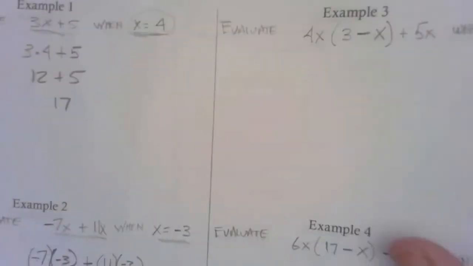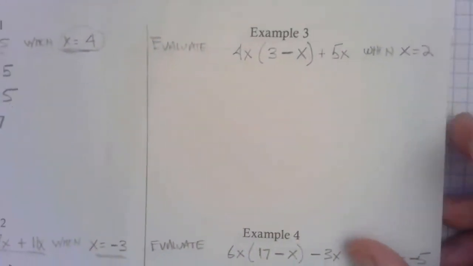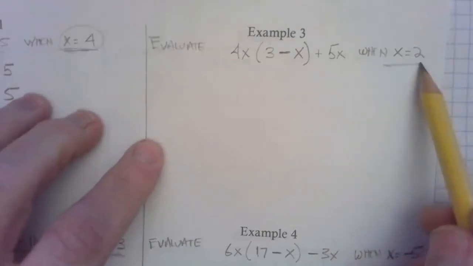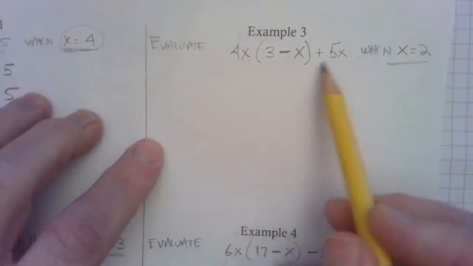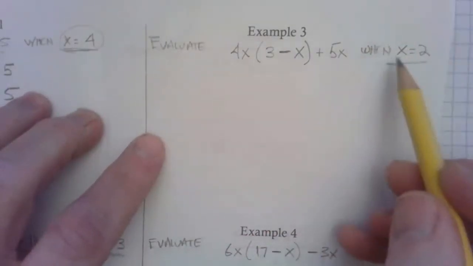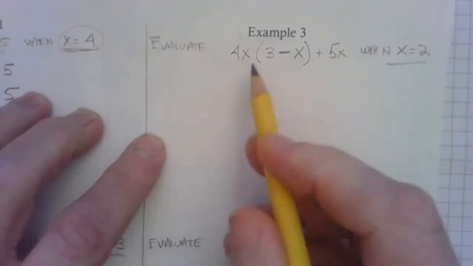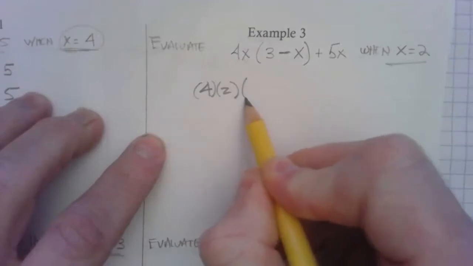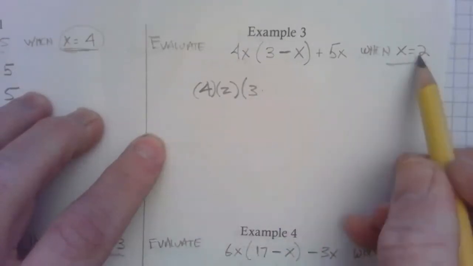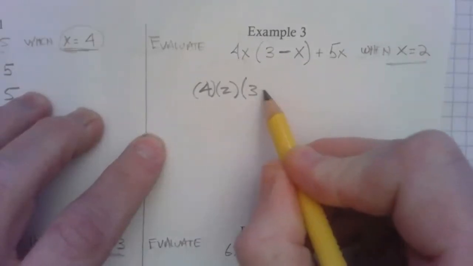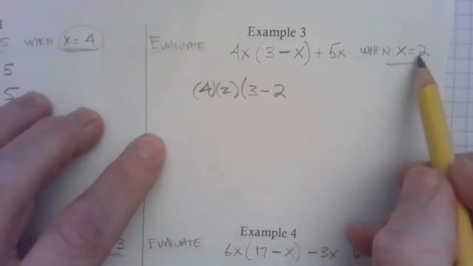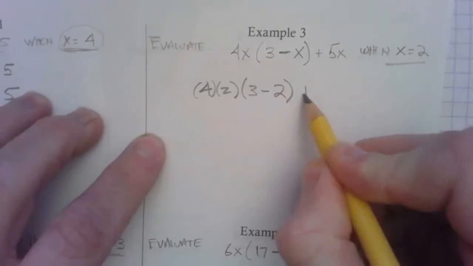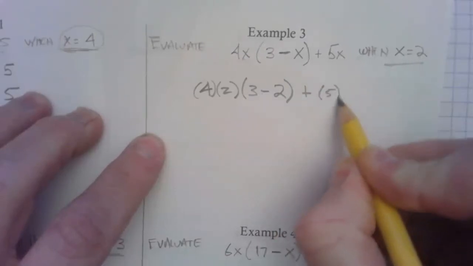All right, third of 4 examples. So we're going to plug in 2 everywhere we see an x. A lot of x's here, set of parentheses, but we'll figure it out. So we'll take this 2. I'm going to plug it in here first. So it's going to be 4 times 2 times whatever 3 minus 2. So 3 minus 2. This is a positive, but this negative is there, so okay, makes sense. Parenthesis plus 5 times 2.